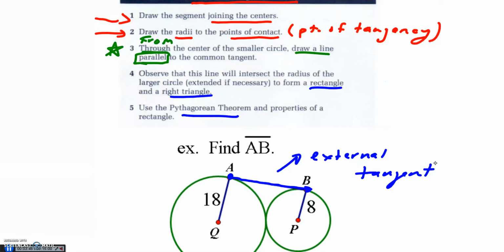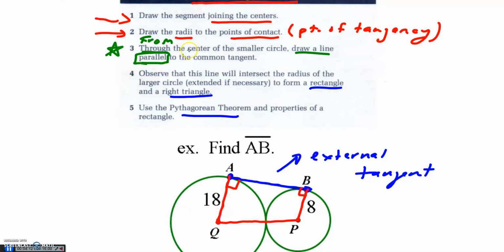And so the first thing I want to do is draw a segment joining the centers. So I'm going to connect Q and P. Now the radii are already drawn for us, but just to follow the procedure, I'm going to draw the radii to the points of contact. And because this is a radius to a tangent line, this is a right angle. Radius to a tangent line, this is a right angle. So step 1 done, step 2 done.